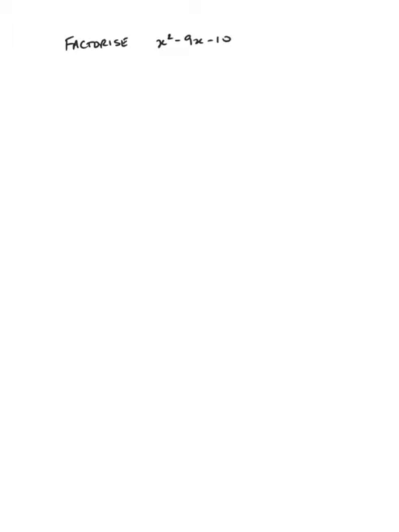So if we look at this one, we'll do the same again. I need things that multiply together to give me minus 10. So 1 times minus 10, minus 1 times 10. Do be careful of your signs here. 2 times minus 5, minus 2 times 5. Now I'm going to look to see which ones of those add together to give me minus 9. And 1 minus 10 is minus 9. So the answer to this is going to be x plus 1, x minus 10.